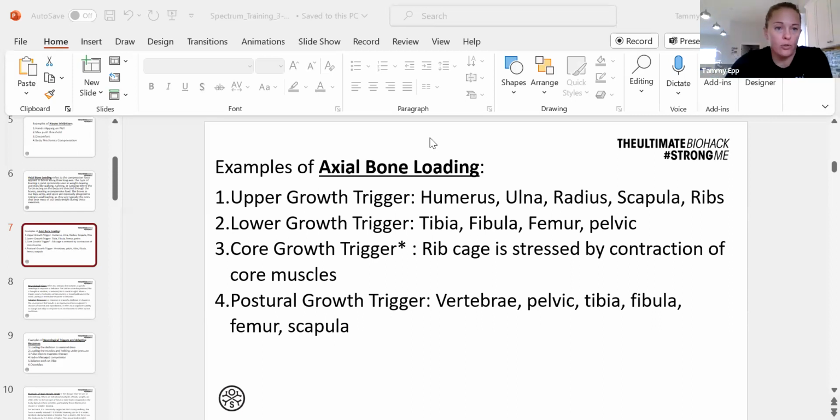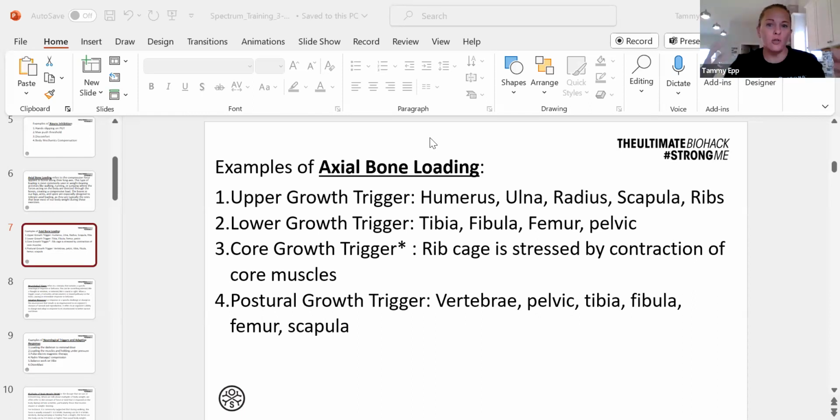But so the core growth trigger, when you're in that device, there's not actual axial loading happening there, okay? It is more along the lines of, it does two things. The core is really important because it does help all of the bones in the rib cage. Since they're very small bones, they actually can respond really well just to some pushing and pulling. They don't have to have a lot of axial loading to respond.